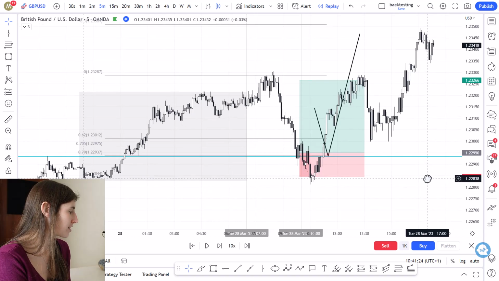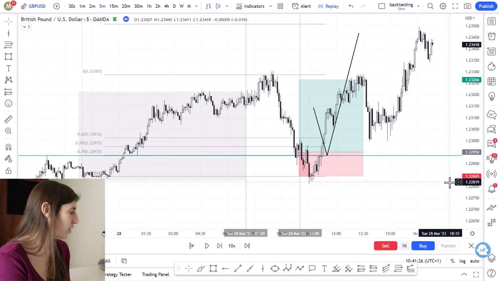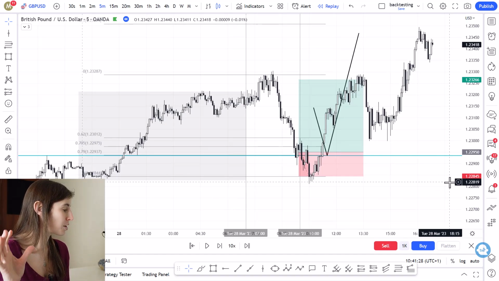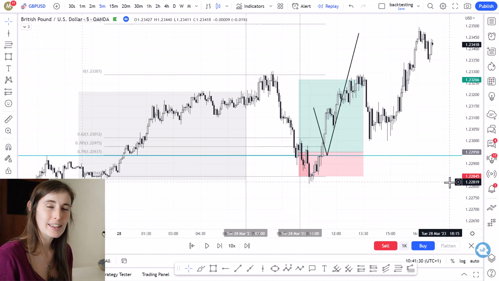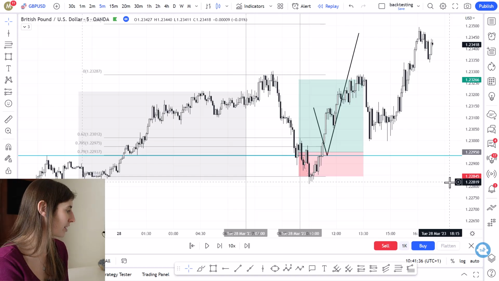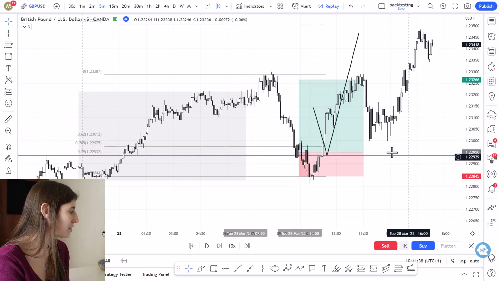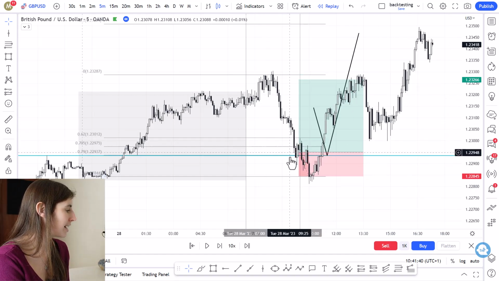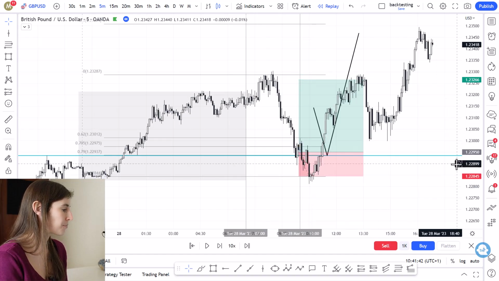But the thing to note here is that on the whole, I feel like I was pretty spot on with my analysis. I think I had the right idea. I think I used a confluence of all of these different strategies, tools, and techniques effectively, including the key daily level, the Fibonacci, the idea of this Judas swing drop down.